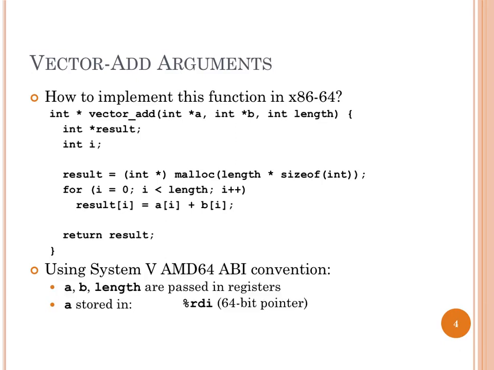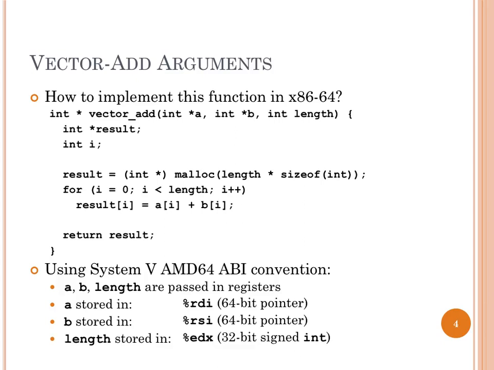Now here's an important detail. A is a pointer. And we know that pointers in 64-bit C are going to be 64 bits, even though we already talked about how the processor only cares about the low 48 bits. We're not talking about that. The pointer is still 64 bits, so that means it'll be in RDI. B will be in RSI. And now length is an int, so where will length be? Remember, it'll be in EDX because it's 32 bits.